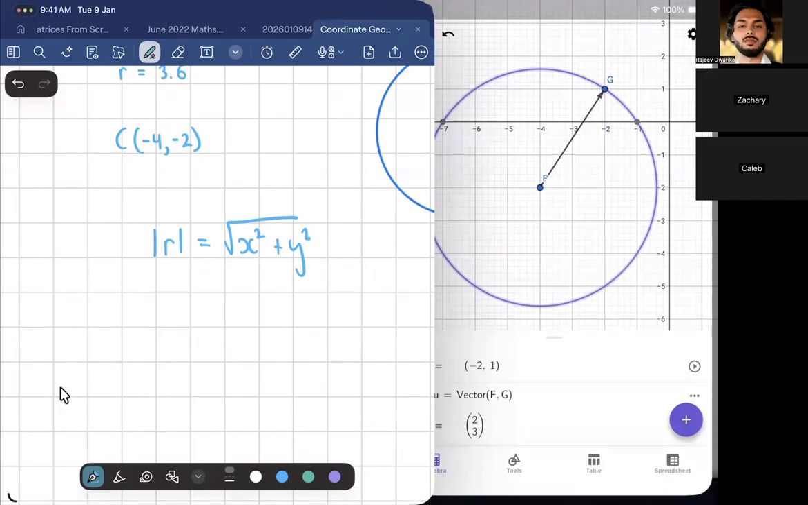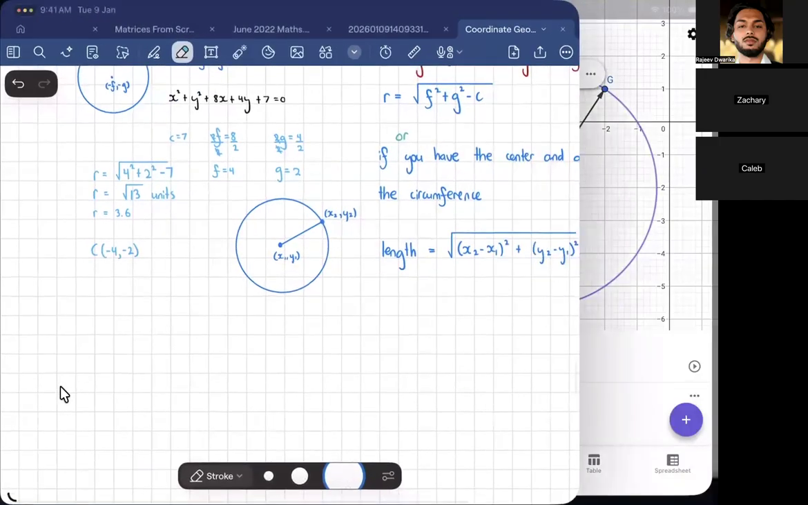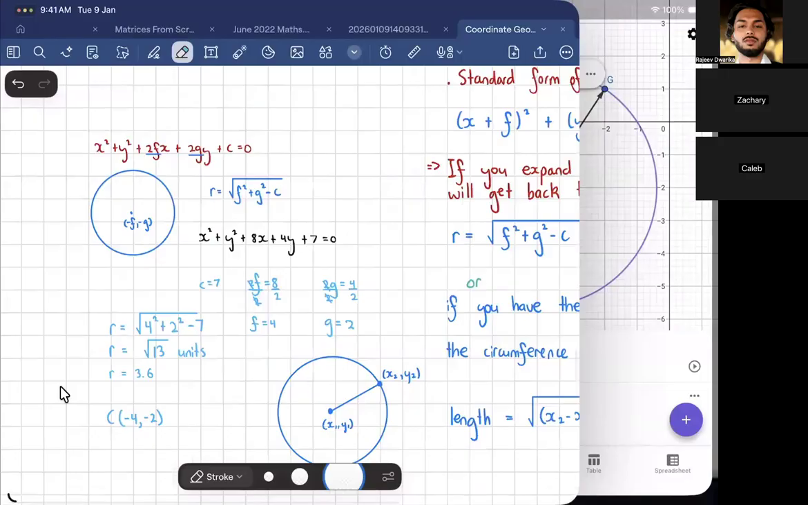All right, so do you need maths class or no? Nah. Okay, just add maths and physics. All right. Okay. So you understand how to figure out the center and the radius given the general form, right? Yes, sir. Okay, cool. Caleb, let me know if you're there.